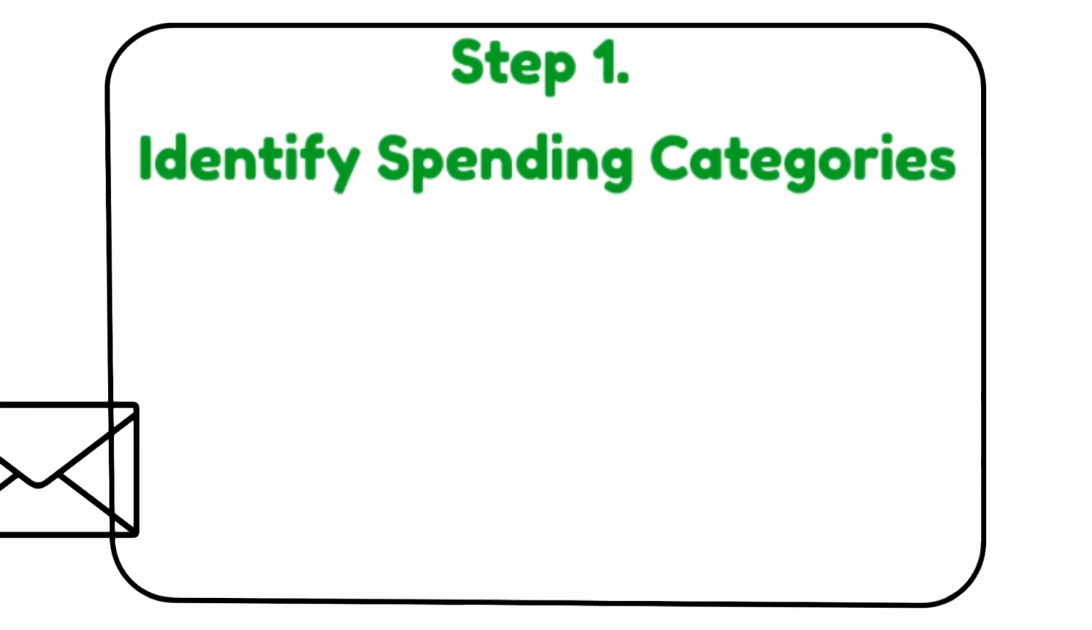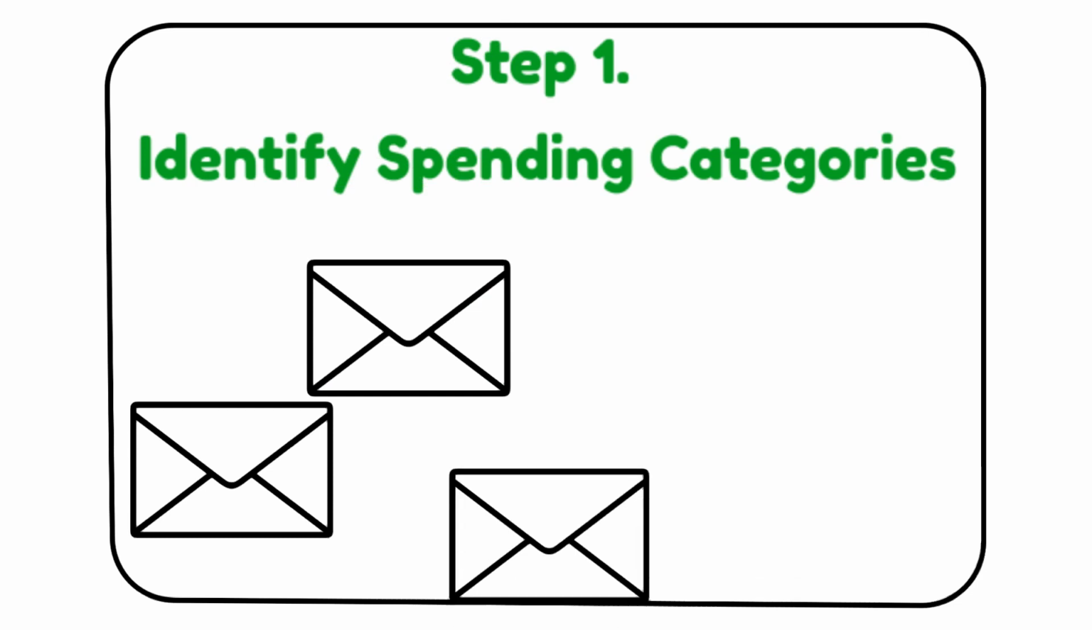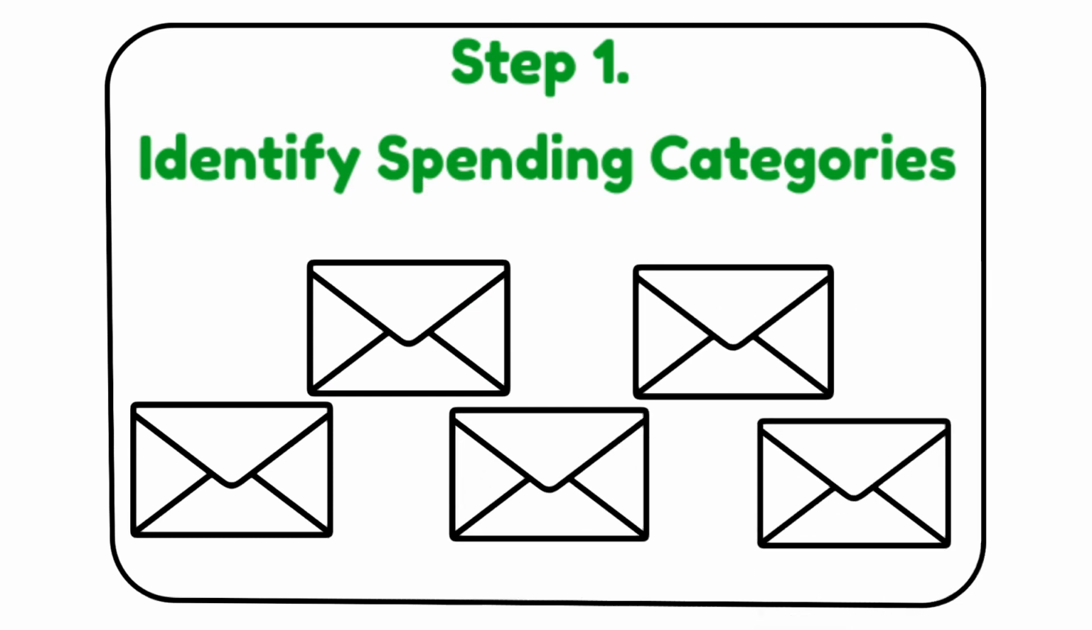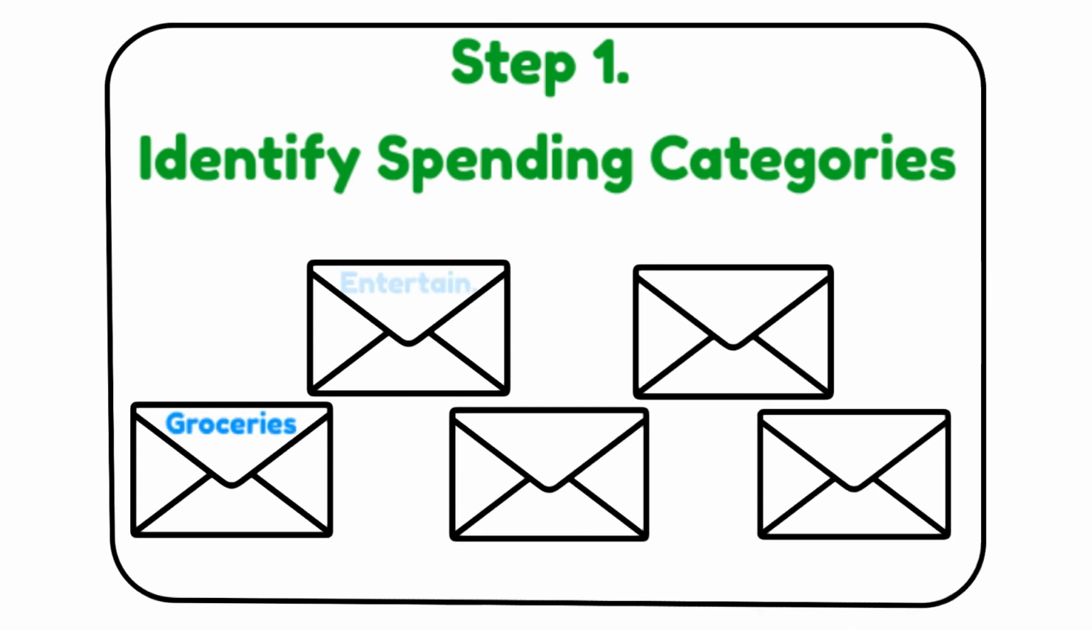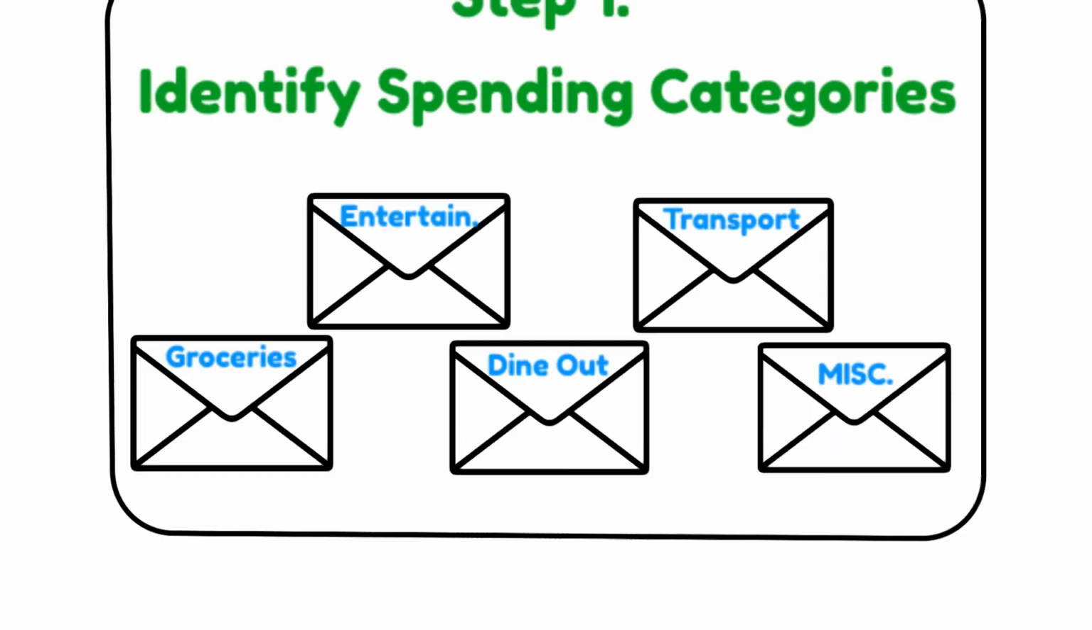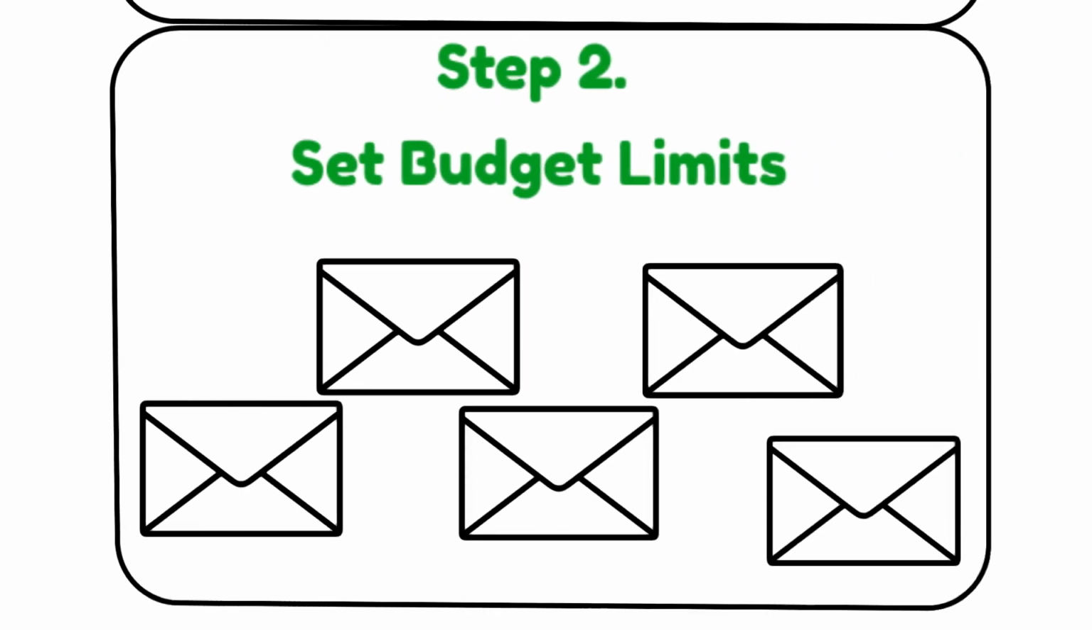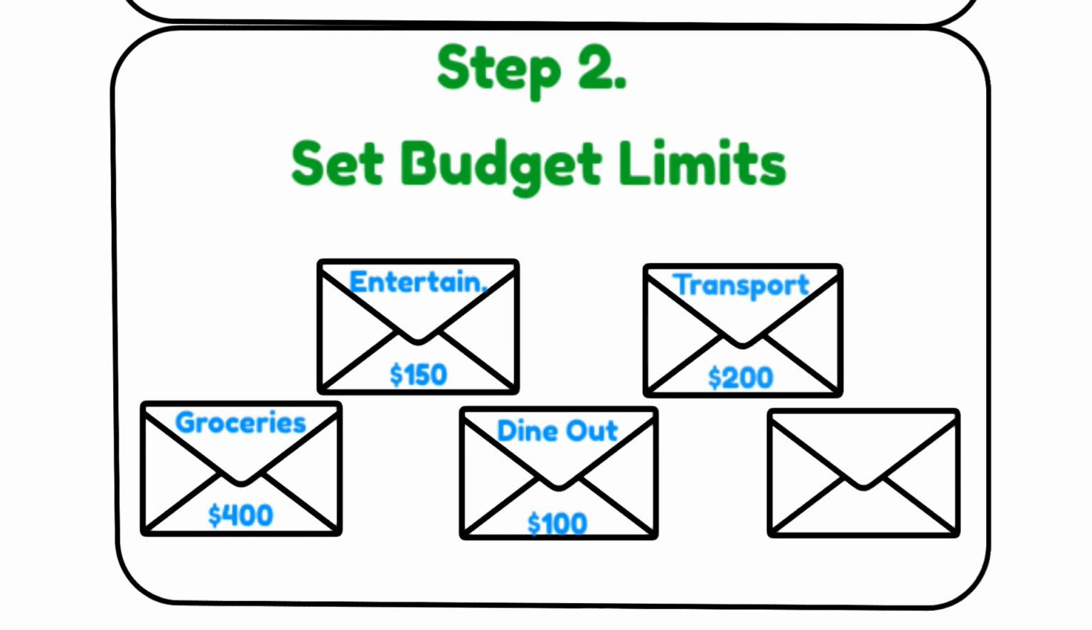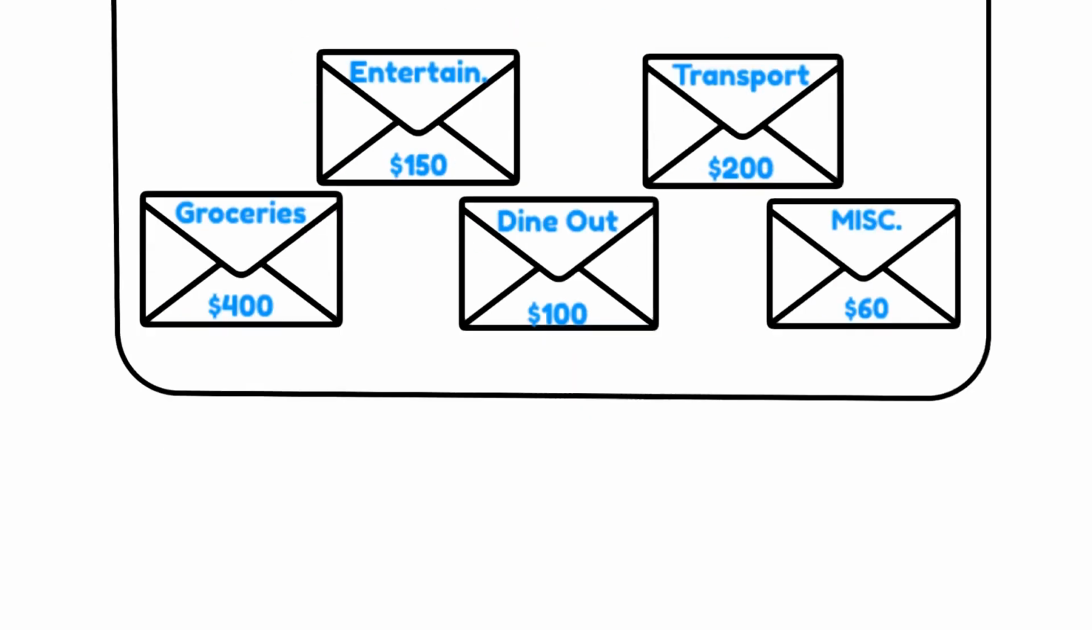Step 1. Identify spending categories. Begin by categorizing your expenses, such as groceries, entertainment, dining out, transportation, and miscellaneous. Step 2. Set budget limits. Determine a realistic budget for each category based on your financial goals and priorities.